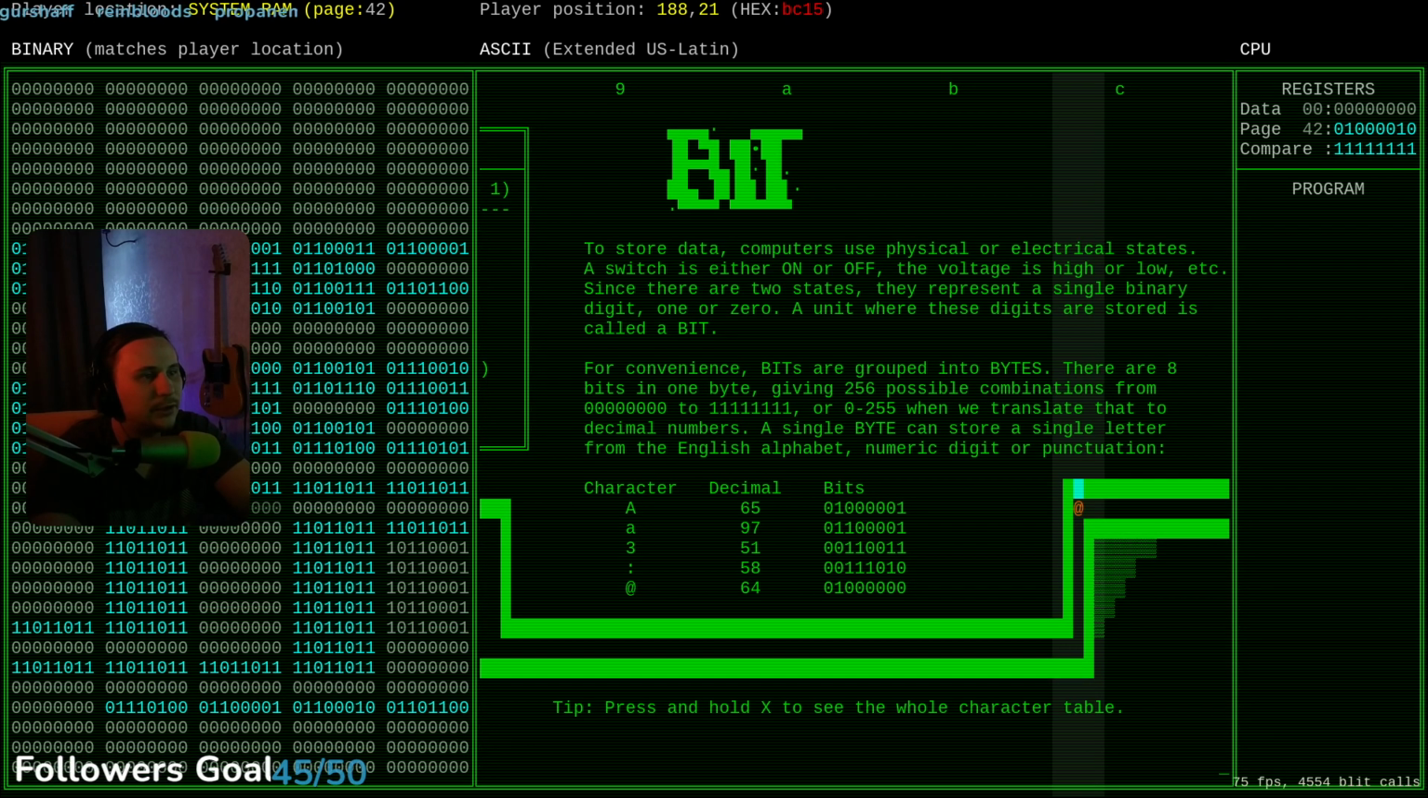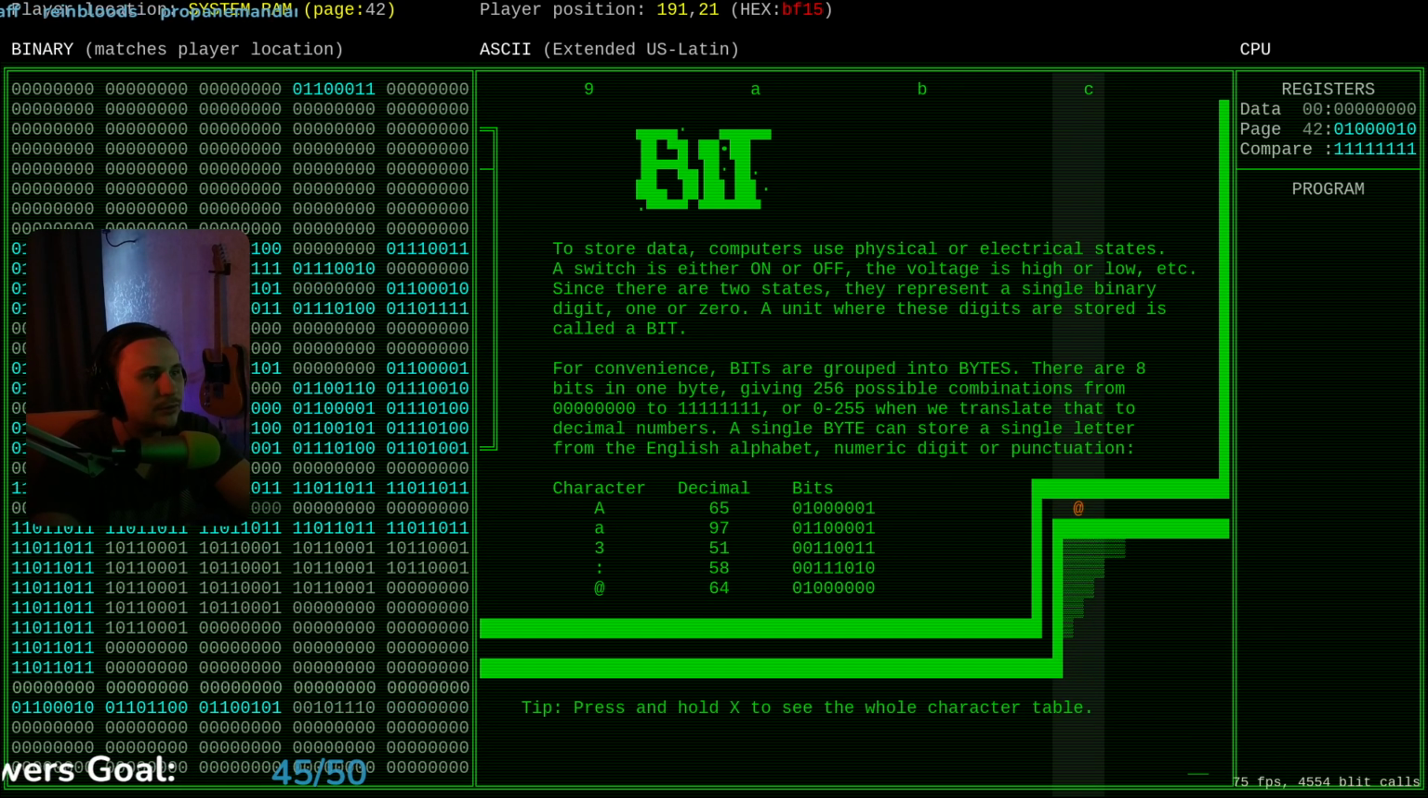To store data, computers use physical or electrical states. A switch is either on or off, the voltage is high or low, etc. Since there are two states, they represent a single binary digit, 1 or 0. A unit where these digits are stored is called a bit.